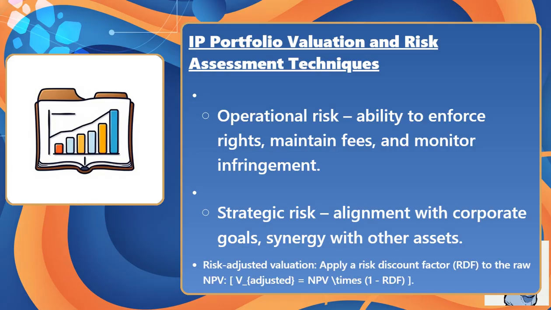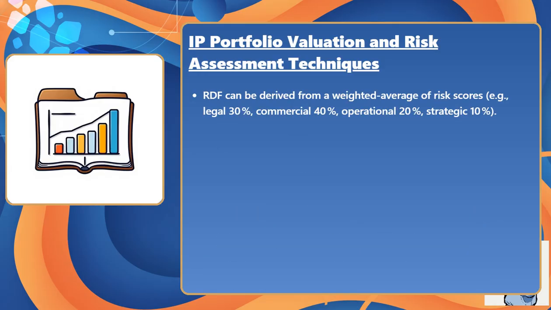Risk-adjusted valuation: apply a risk discount factor, RDF, to the raw NPV. V adjusted equals NPV times (1 minus RDF). RDF can be derived from a weighted average of risk scores. For example, legal 30%, commercial 40%, operational 20%, strategic 10%.